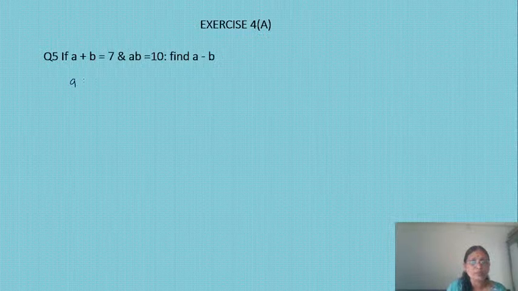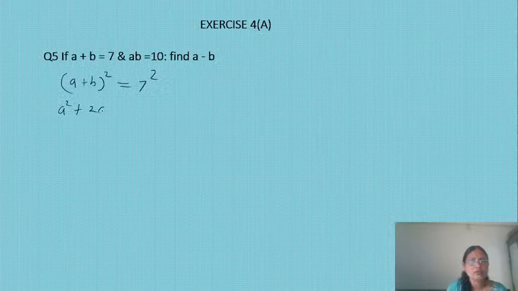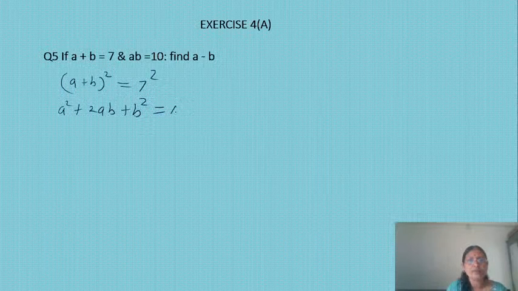Now, if A plus B is equal to 7 and AB is equal to 10, find A minus B. Always begin with what is given to you. You are given A plus B is equal to 7. So we square this: squaring both sides, (A plus B) square is equal to 7 square. Expand (A plus B) the whole square, which is A square plus 2AB plus B square, and the square of 7 is 49. Now you are given the value of AB as 10.